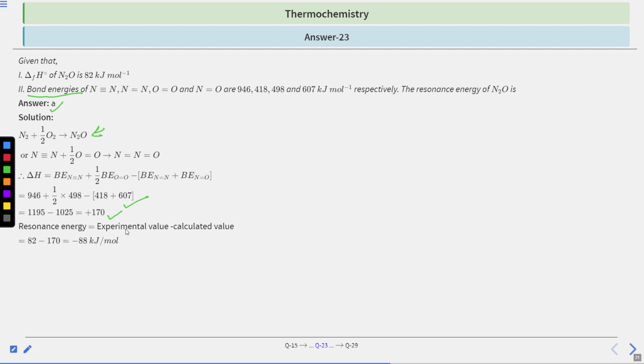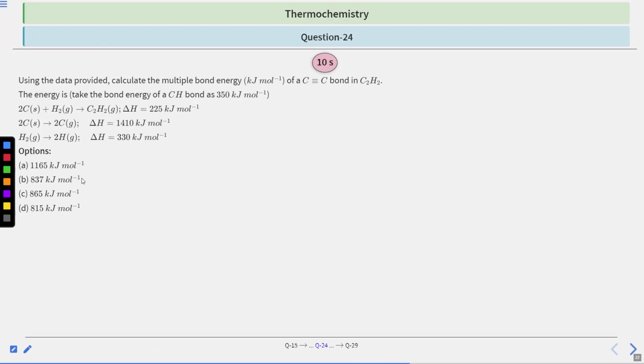So resonance energy, we know, is experimental value minus calculated value. We have calculated the value of del H as 170 and the given value of del H is 82. So 82 minus 170 becomes minus 88 kilojoule per mole. Hence option A is the correct answer.